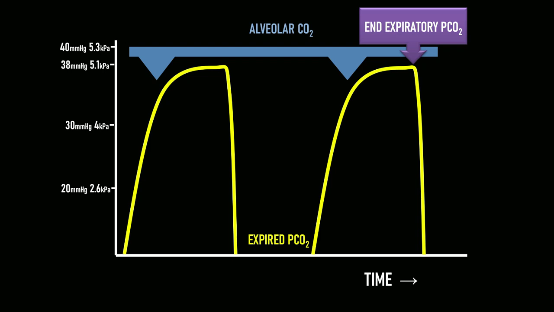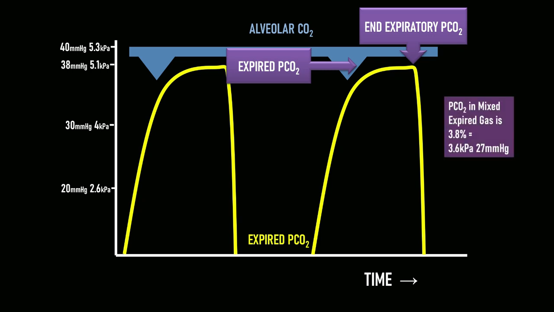But CO2 is leaving the alveoli during the entire course of expiration. So it starts here from pretty much zero baseline and then works its way up to the end tidal level. Importantly, the PCO2 in mixed expired gas is only 3.8% or 3.6 kilopascals, 27 millimeters of mercury. A lot of what you are exhaling, the majority of it, is air. It's oxygen and nitrogen with only 3.8% carbon dioxide.